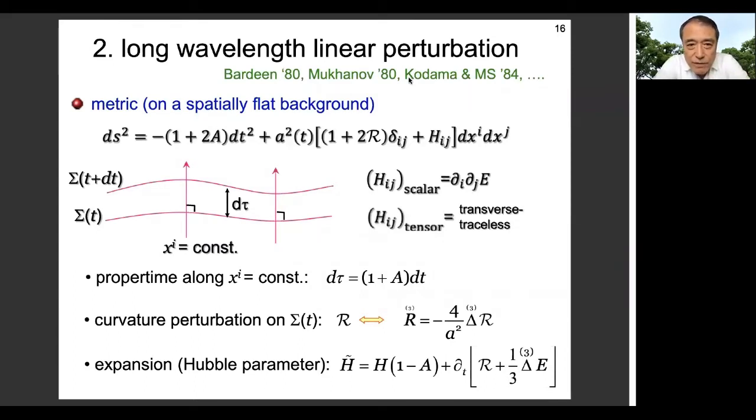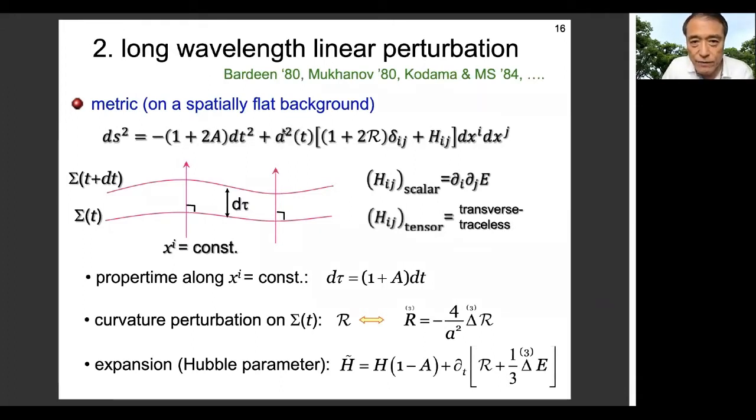So first, just focus on space-time geometry, which can be represented by a small perturbation of a Friedmann-Lemaitre-Robertson-Walker universe. You have this small fluctuation A, which in GR terminology is the fluctuation of the lapse function. So this 1 plus A dt corresponds to the proper time along the orthogonal direction of the space-like surface.